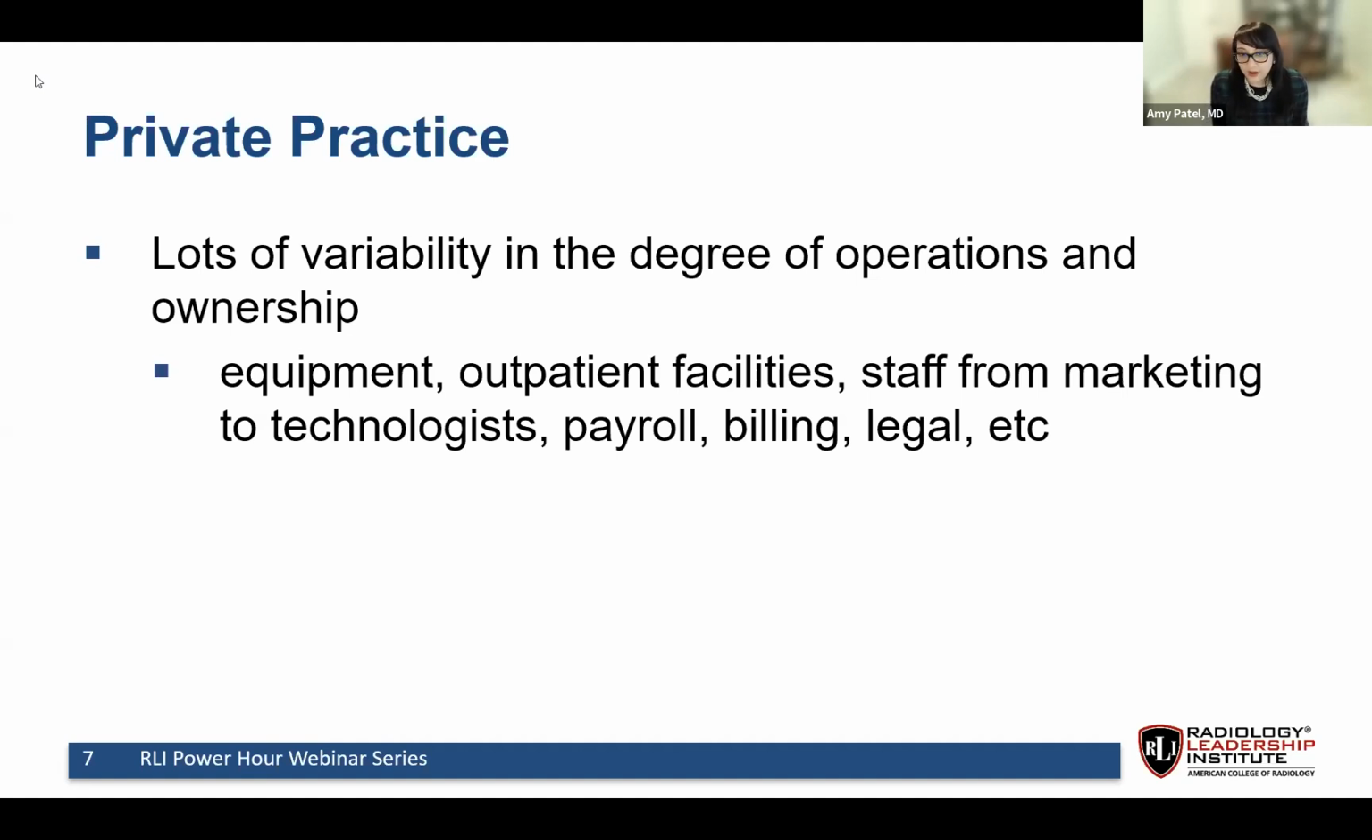We don't employ anybody for marketing. The technologists are employed by our hospitals. We go through separate companies for particularly billing, for legal. And so, there's so many different layers to this, and there is a lot of variability depending on the practice. So, if you're somebody out there that's looking at a private practice, you may want to ask these questions, because there is most certainly variability with that.